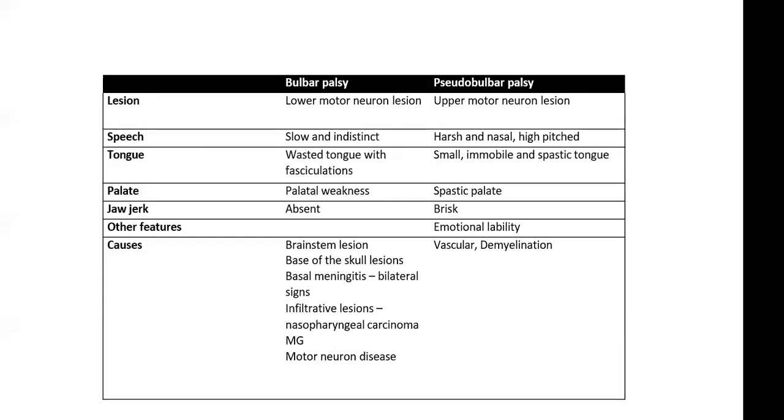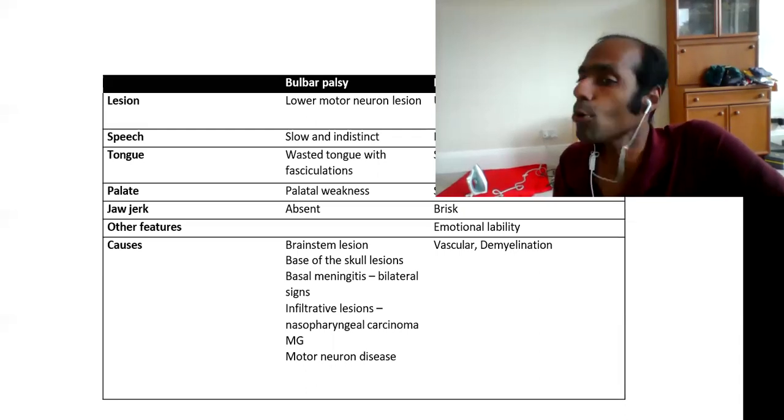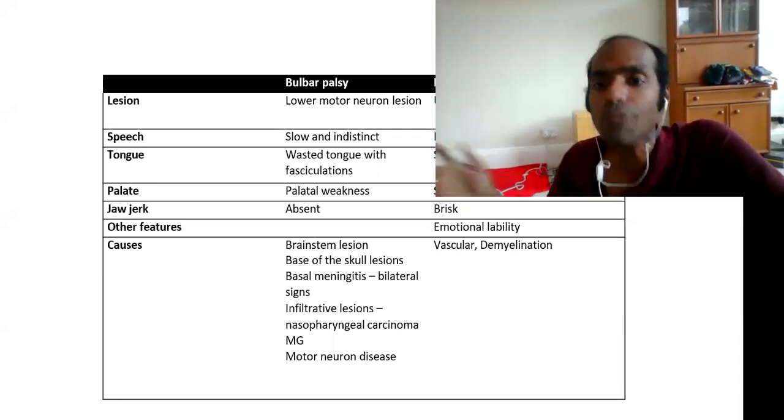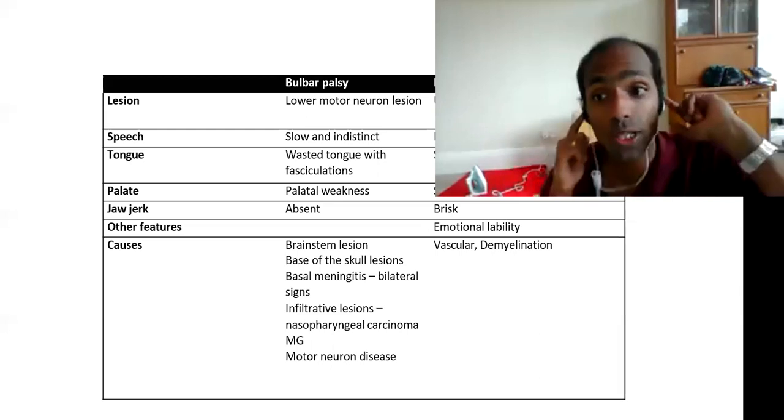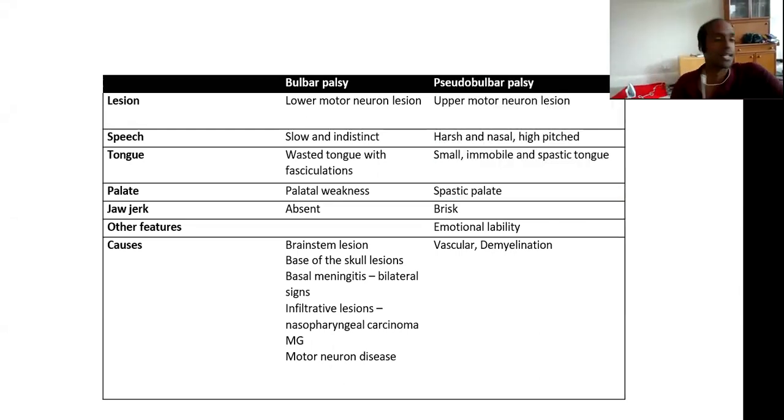And what are the signs of pseudobulbar palsy? A very high-pitched nasal voice, a very small triangular shaped tongue, poorly mobile. They can't put it out, and it's very difficult for them to move the tongue from side to side. In other words, it is spastic and stiff. We talk about upper motor neuron in detail tomorrow as well. Spasticity is a feature of upper motor neuron lesion. So the tongue is very spastic, stiff, cannot move. Similarly, the palate is very spastic and stiff as well.